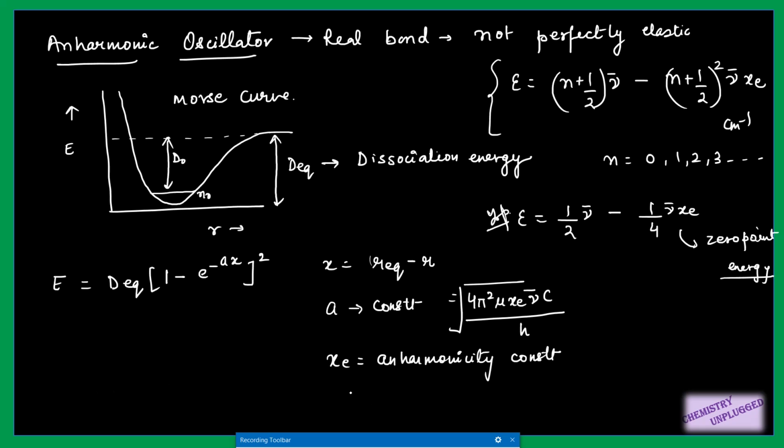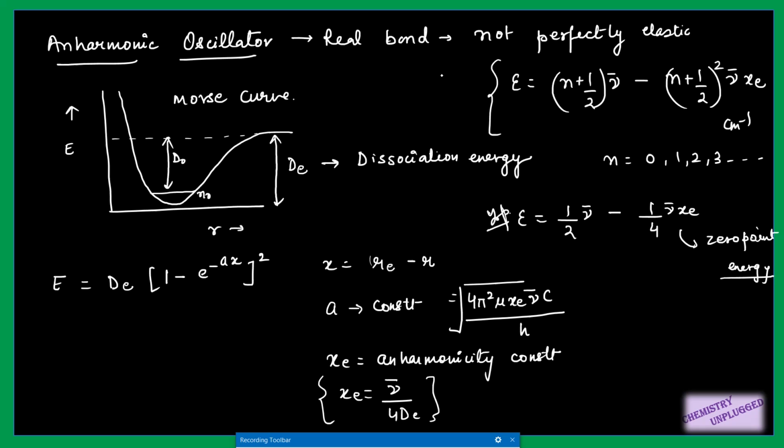Then next, this anharmonicity constant is given by a formula. They generally give you the value of the anharmonicity constant in the question, but if it is not given, then they will give you this dissociation energy, and this xe can be calculated from here. It is nu bar upon 4D. So this is the formula for it.